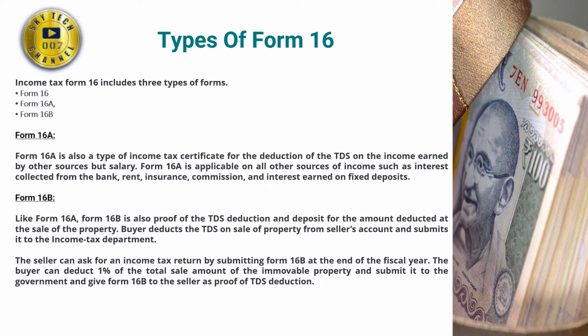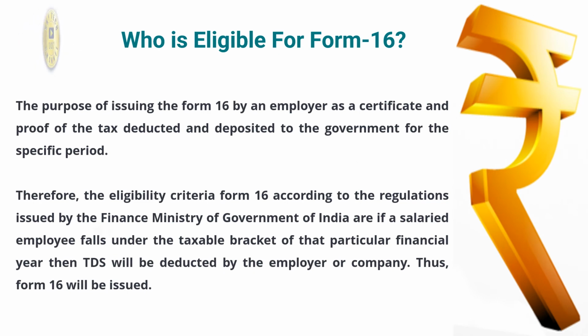Let's know about Form 16B. Like Form 16A, Form 16B is also proof of the TDS deduction and deposit for the amount deducted at the sale of property. The buyer deducts the TDS on sale of property from the seller's account and submits it to the income tax department. The seller can claim an income tax refund by submitting Form 16B at the end of the fiscal year. The buyer deducts TDS from the total sale amount of the immovable property, submits it to the government and gives Form 16B to the seller as proof of TDS deduction.